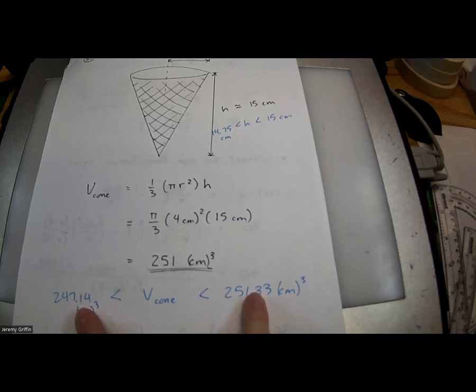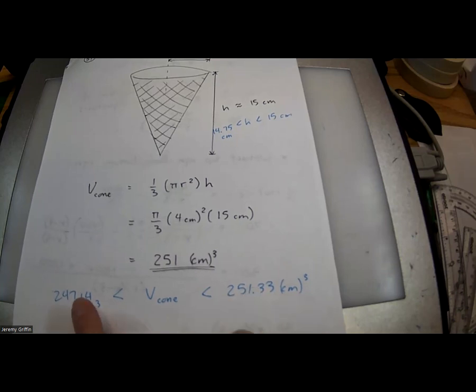This is a non-multiple choice question. So you had to actually bubble in the numbers. So if you did 247, 248, 249, 250, or 251, those were all acceptable answers.